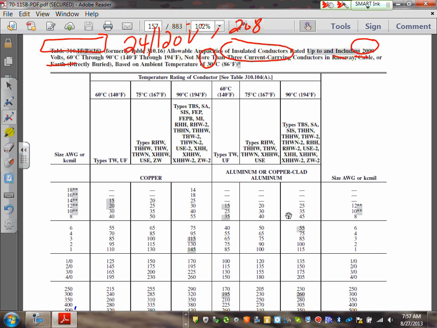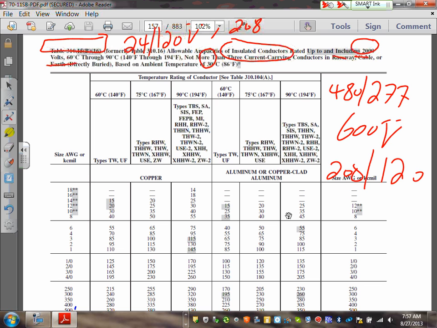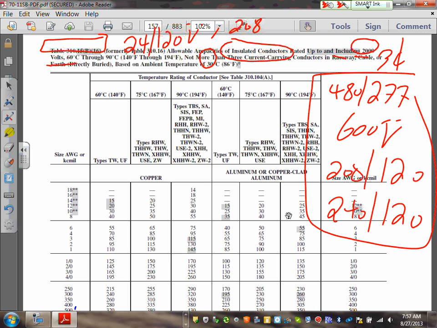Maybe I'll write in here: 480/277, 600 volt. These are typical voltages that we use, guys. 208/120 volt, 240/120. All these are three phase. And also you can use them for single phase, 240/120, branch circuit. Can I get you guys to understand that one? So this table is used for all these voltages as well as for single phase 240/120 branch circuit.